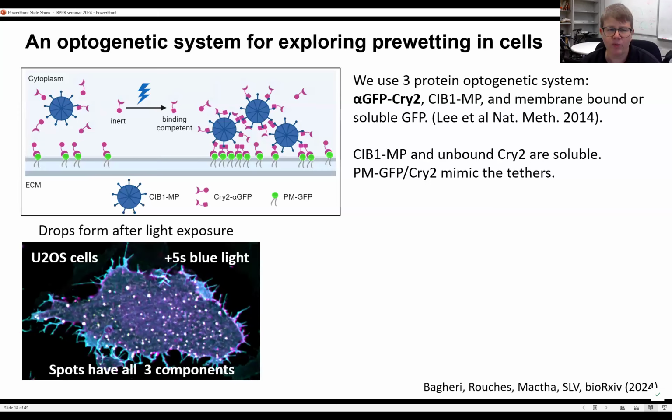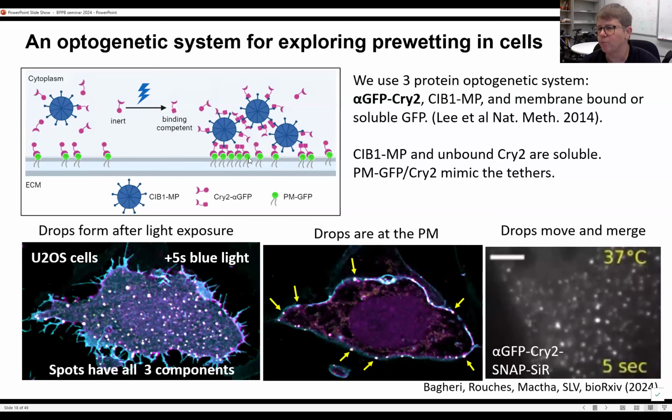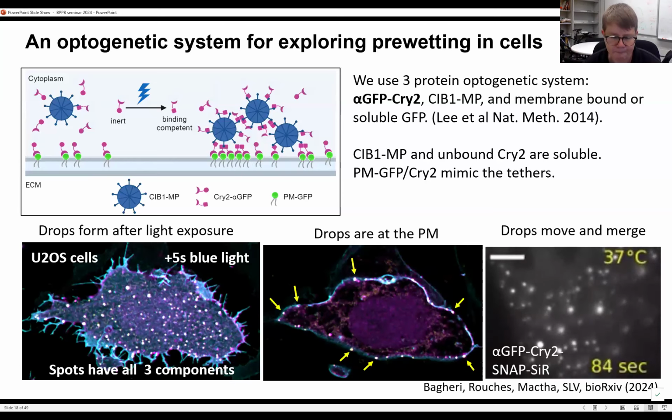Okay, so in this system, when we express all the things together and we expose it to light, the cells will break out into spots. These spots happen at the plasma membrane when we co-express with a plasma membrane-bound GFP. And these are beautiful phase-separated, fluid-looking protein domains. They diffuse around, they coarsen, they do all the beautiful things that, as a membrane person, I always wanted lipids to do long ago, but they never did. But this system is really well behaved.